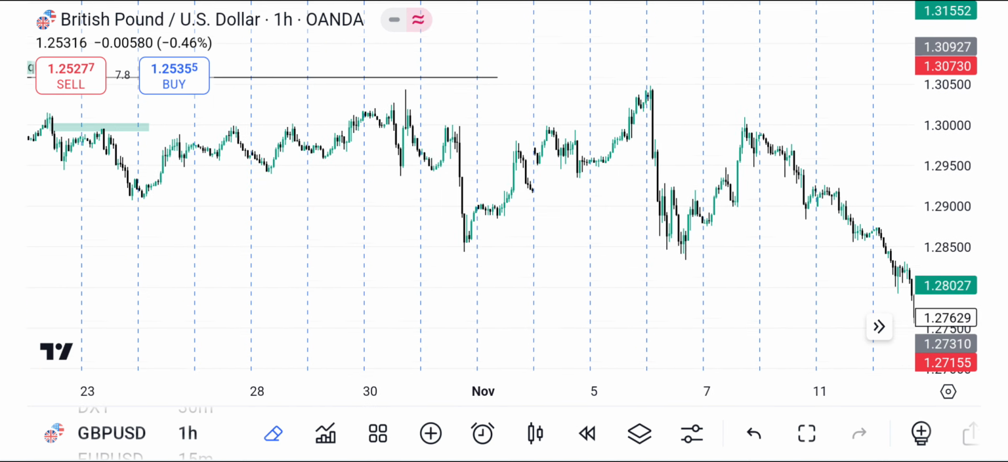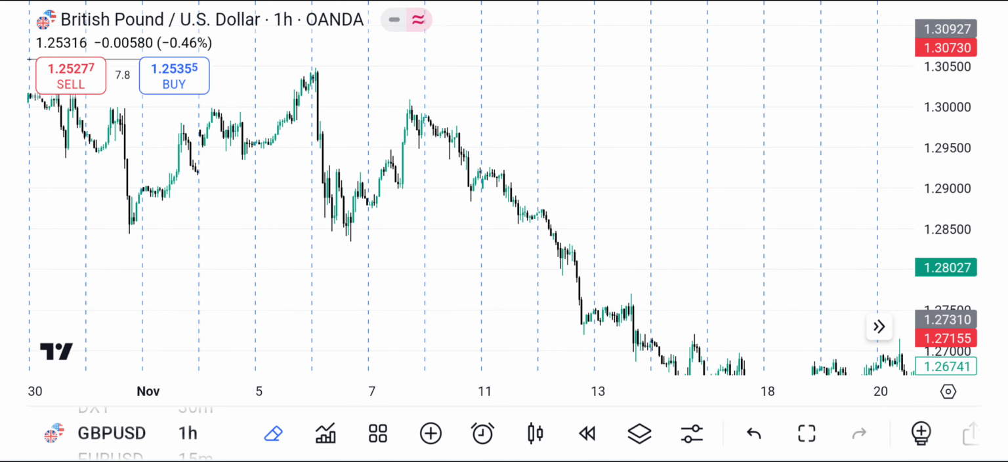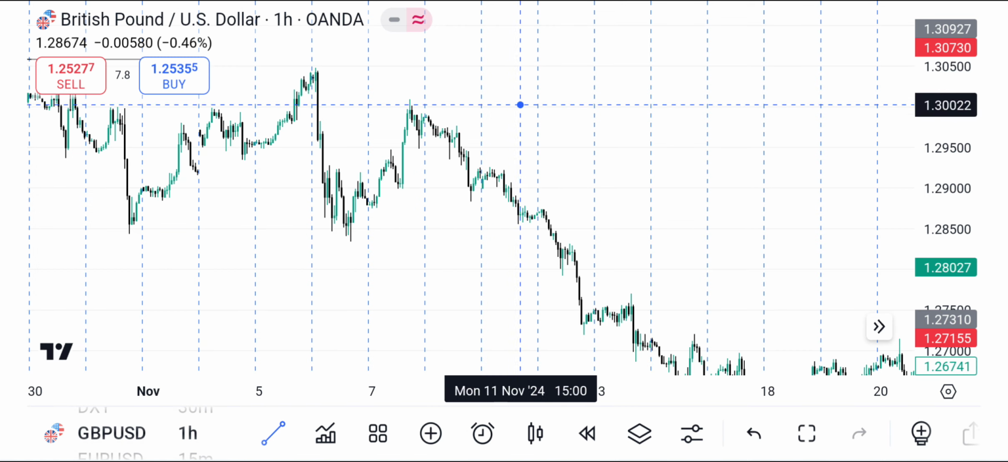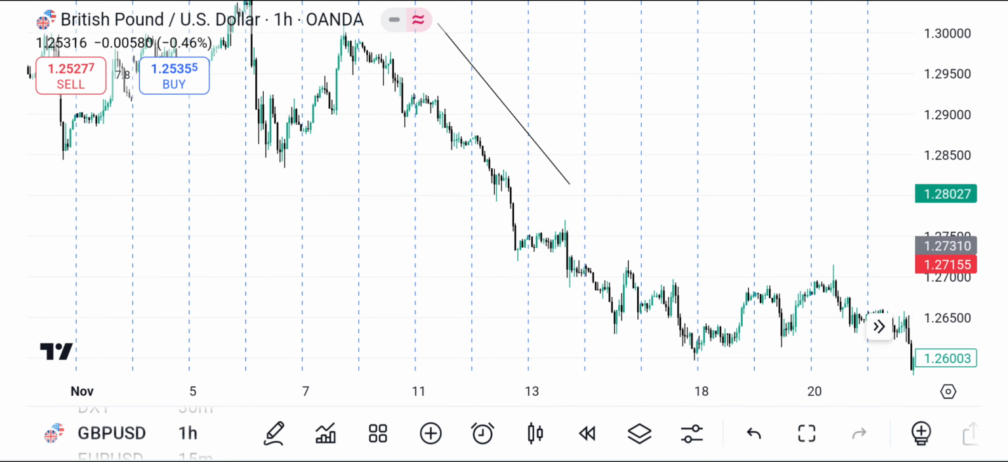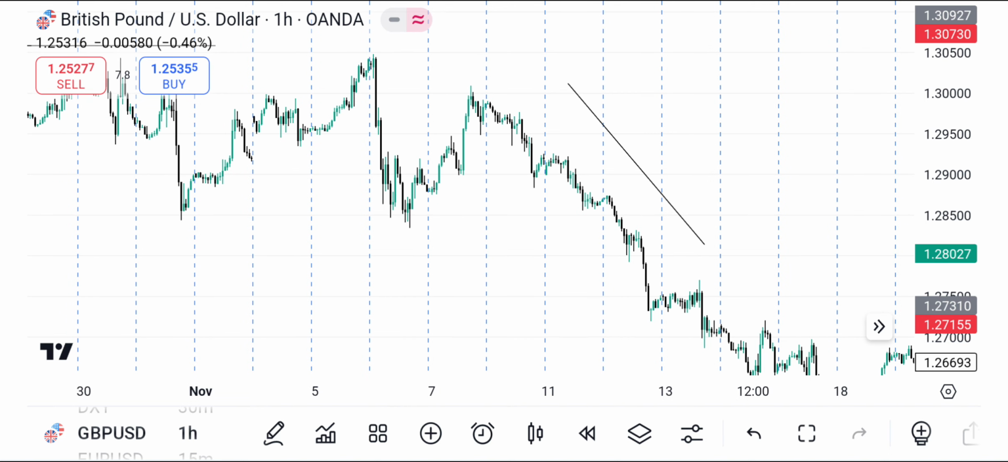So the first thing I do is check which trend we are in when trading the market. So for now you can see this market is in a downtrend, okay? If a market is in a downtrend, what are we expecting? We are expecting more sales, okay? If the market is in a downtrend, we should always be looking for selling opportunities, okay?